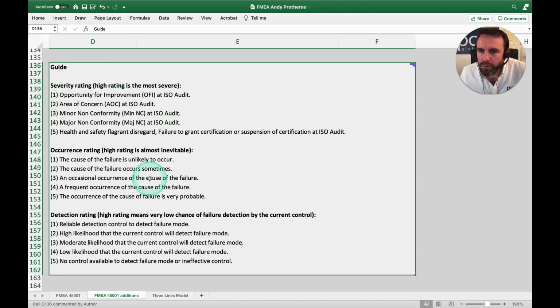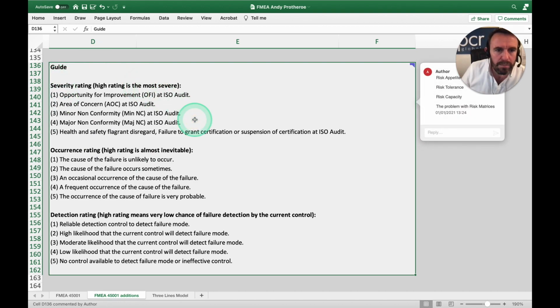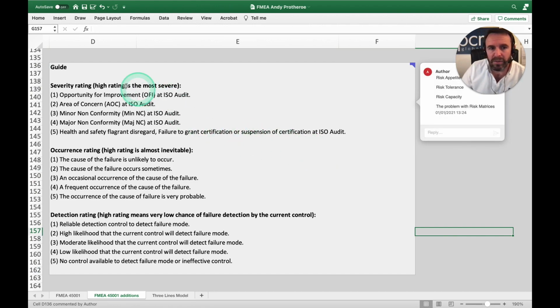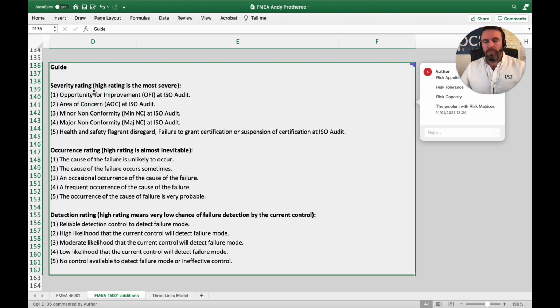But ranking, how can you rank them? So we're back now to that question about ordinal scales. How can we rank them? The biggest thing you have to do for this for me is make sure it is specific to the process, to whatever you're actually assessing. So what have I put here? For me, on the severity of 5, if we didn't do those risk assessments, then ultimately what I'm saying here is you could end up displaying a flagrant disregard for health and safety. You could also be failed to grant certification or a suspension of certification at ISO. So that's what I'm saying is at the high end of it. At the low end, it becomes an opportunity for improvement at the ISO audit.